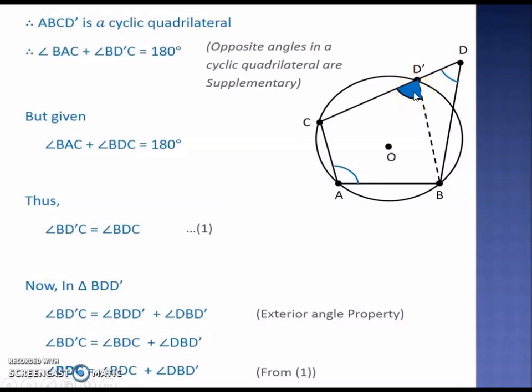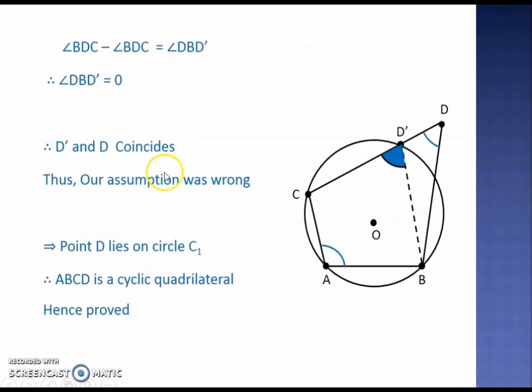Then again, as we proved previously, in this particular triangle BDD dash, if you apply the exterior angle property, the sum of these two should add up to this. But if these two are equal, then angle DBD dash must be 0, which is possible only if BD coincides with BD dash. Only then is that possible. So therefore D and D dash coincide and therefore they are concyclic, or they lie on the circle. That is, ABCD is a cyclic quadrilateral.